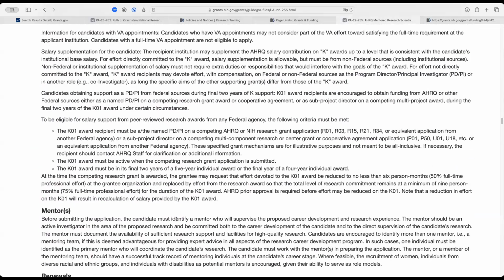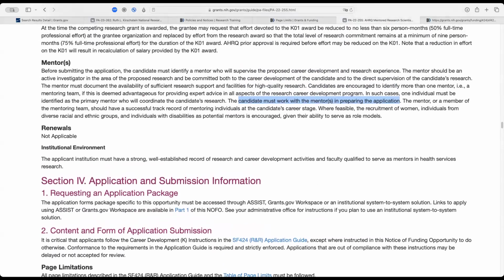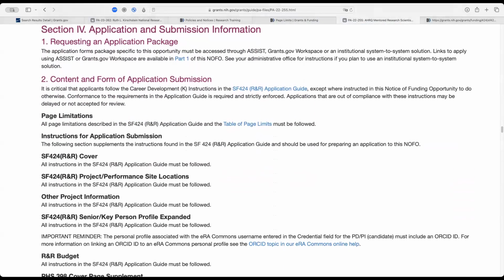Very important, make sure you identify a mentor who will supervise this. And you are here required to work with the mentor. So mention up front that you need them to be working with you, and try to quantify that in terms of time so they know when they can budget that and whether they can reasonably say yes or no.